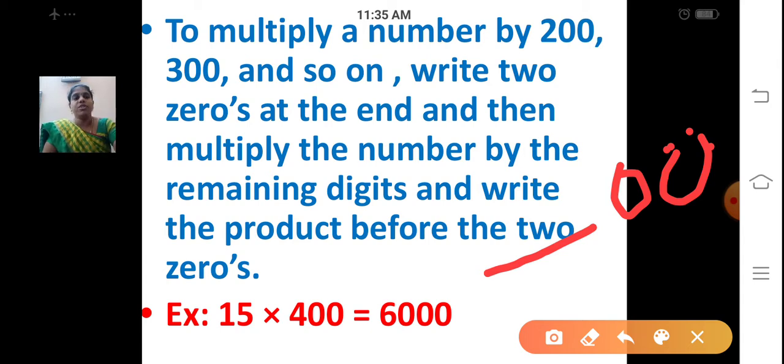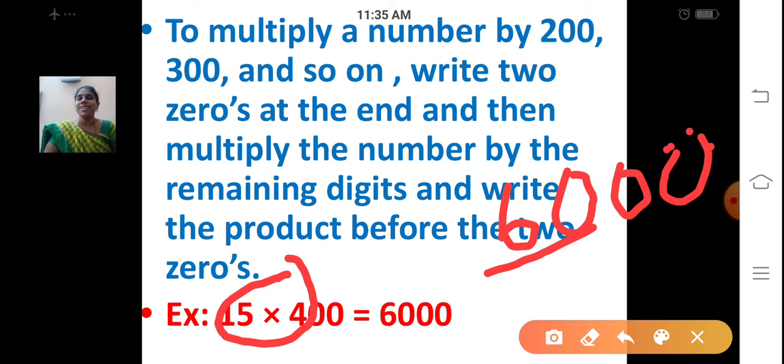Same way, example: 15 into 400. What you have to do? Write 00 at the last, and now we are going to multiply the remaining digits. 15 into 4. 15 fours are 60. So write that before the two zeros. So the answer is 6000.